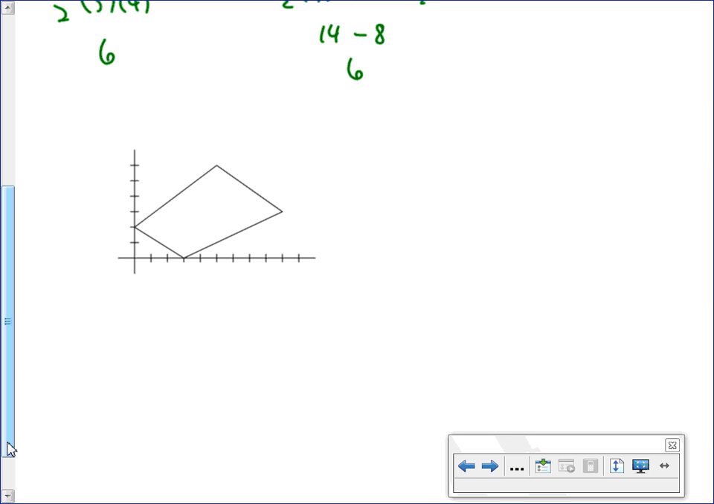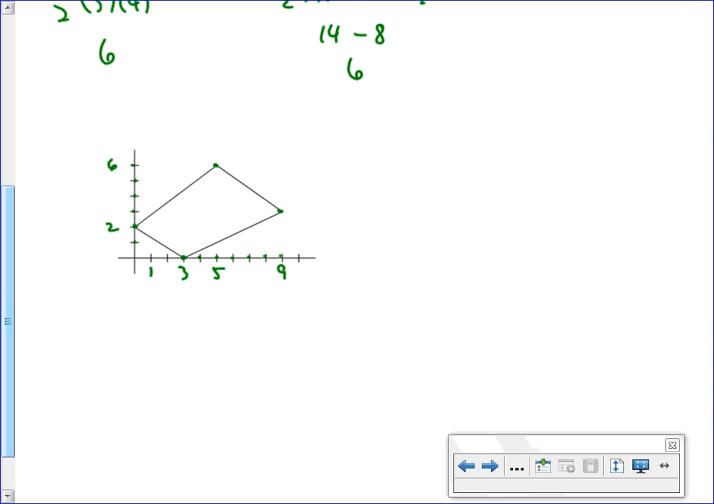So I'm going to get some of my numbers on here. 1, 3, 5, 6, 7, 8, 9. 1, 2, 3, 4, 5, and 6. I think I've got everything for those vertices. I think I got it all.